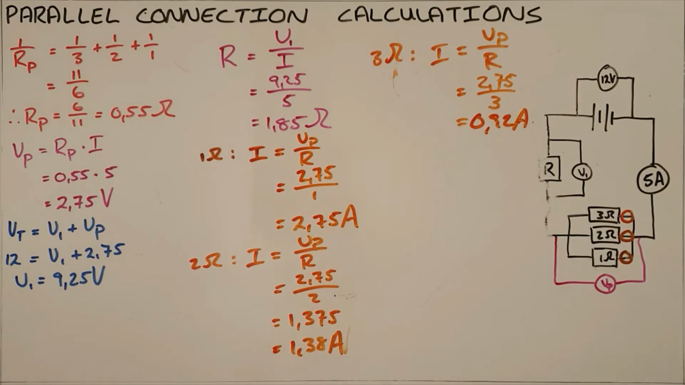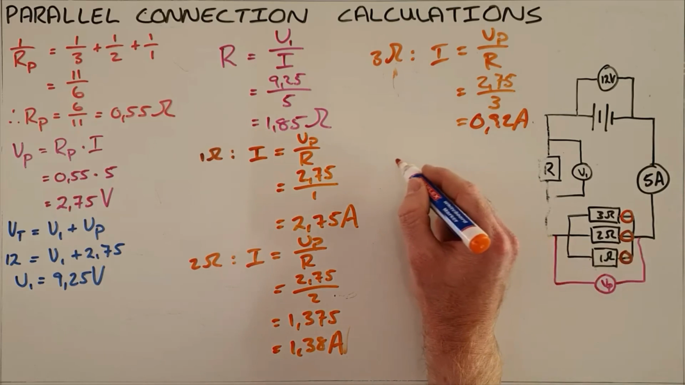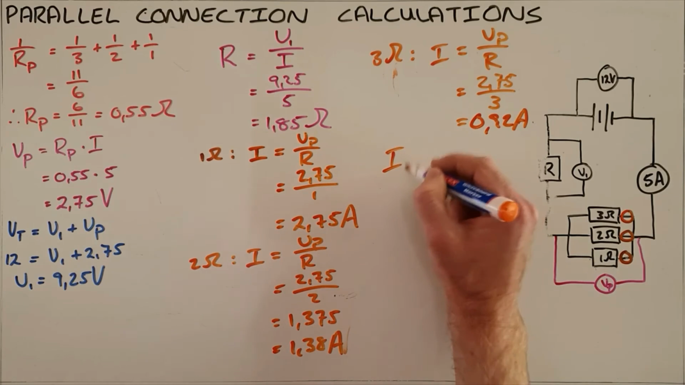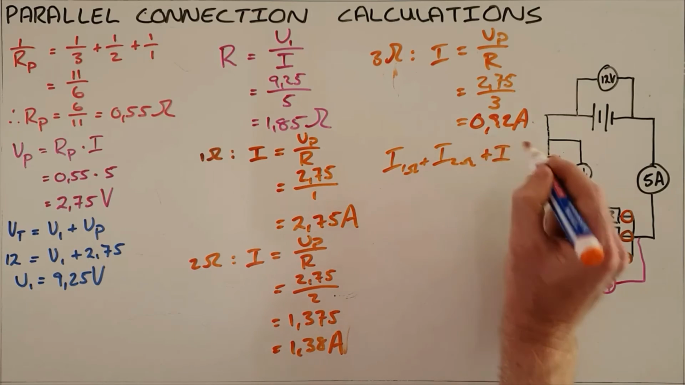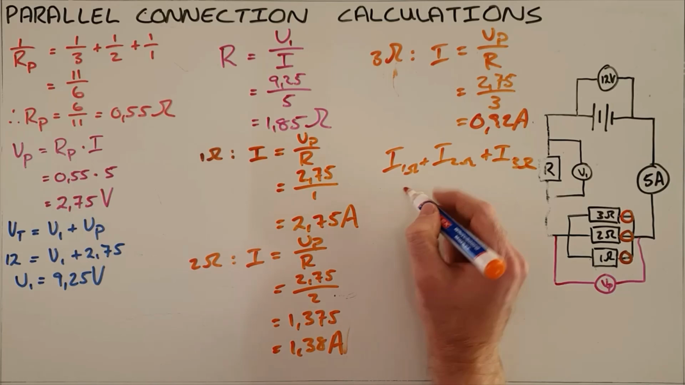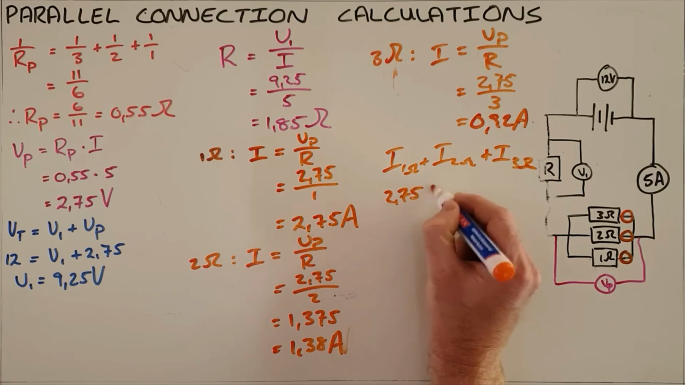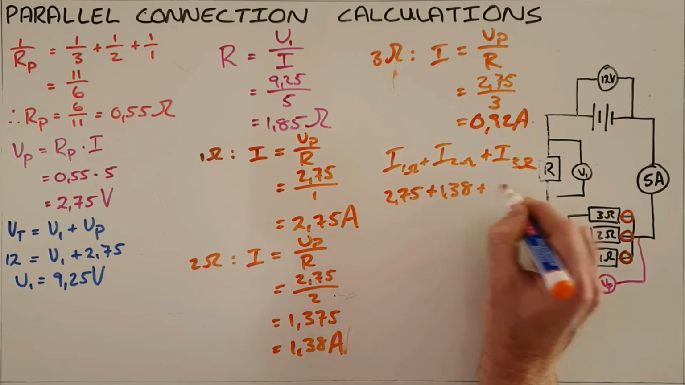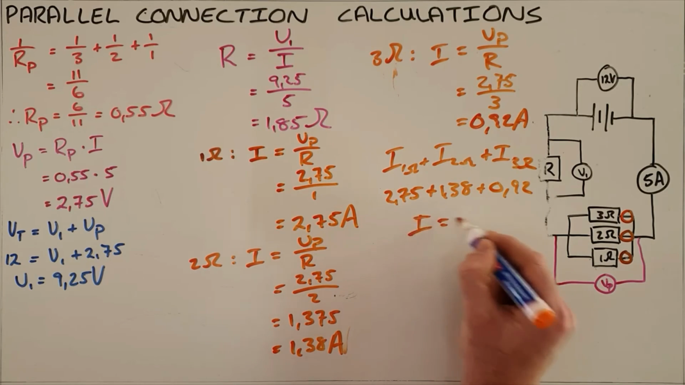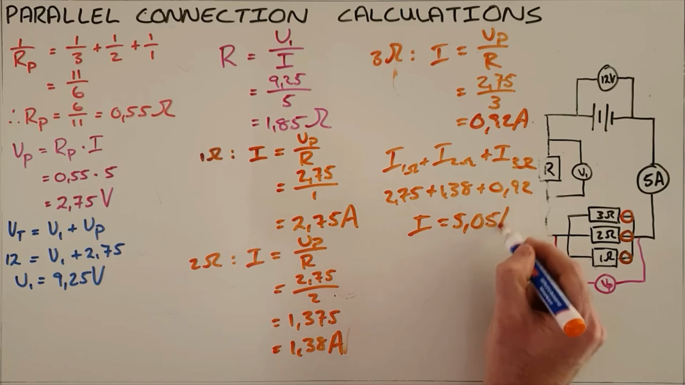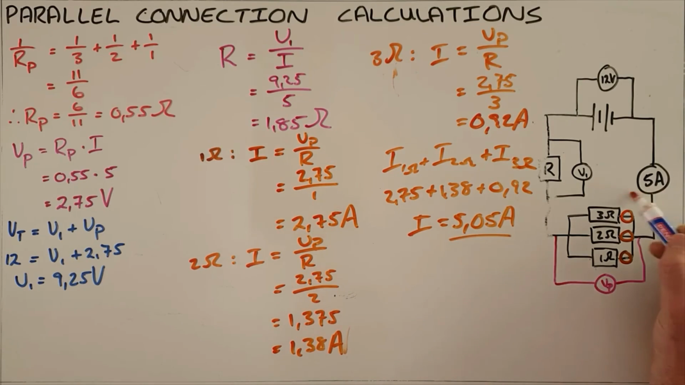We can check that this is correct by seeing whether these 3 currents add up to make up that total amount of current, and we find that the current passing through the 1 ohm resistor plus the current passing through the 2 ohm resistor plus the current passing through the 3 ohm resistor is equal to 2.75 plus 1.38 plus 0.92, and we find that gets us to a total current of 5.05 amps. The reason why there's a slight difference between those two is because we've rounded our answers as we go.